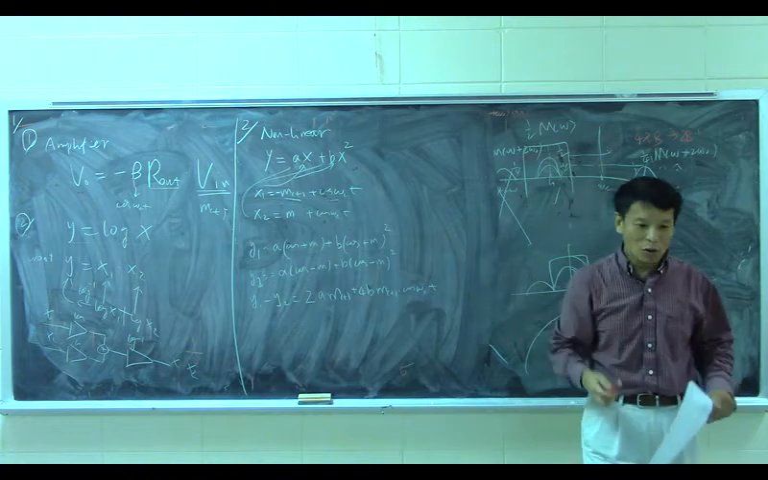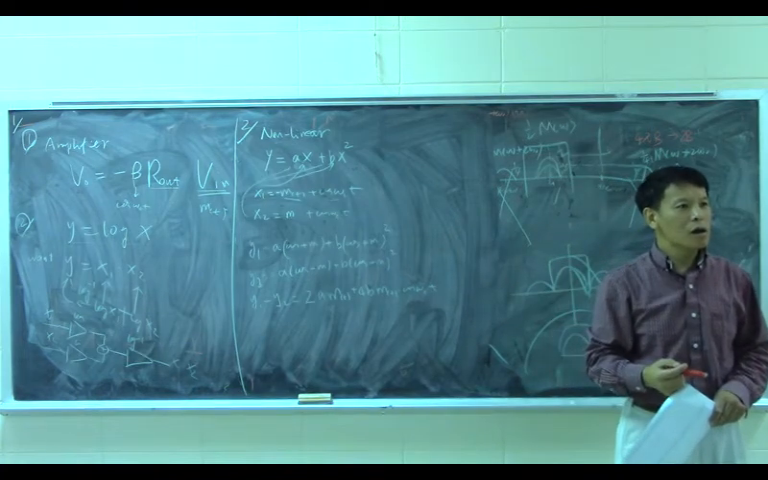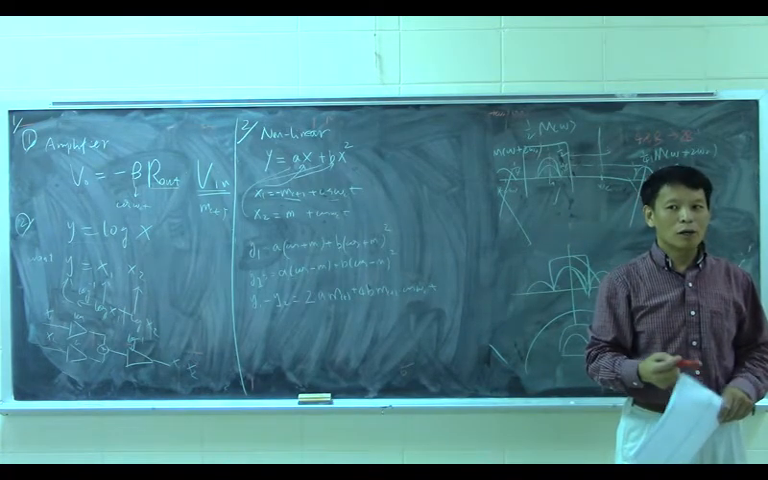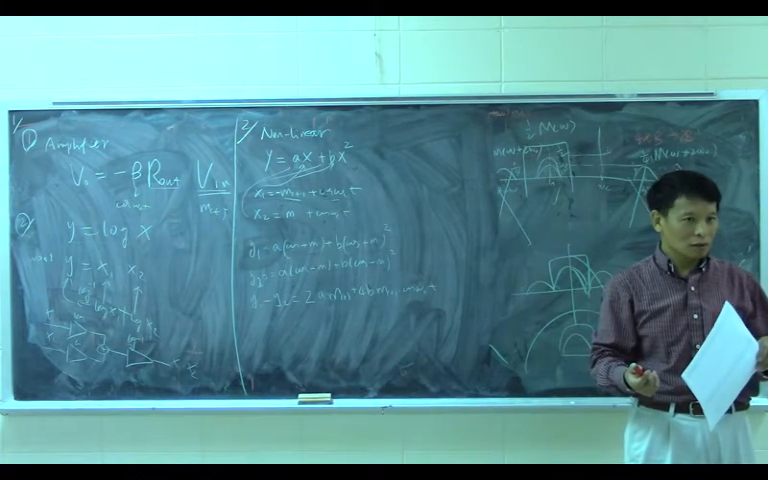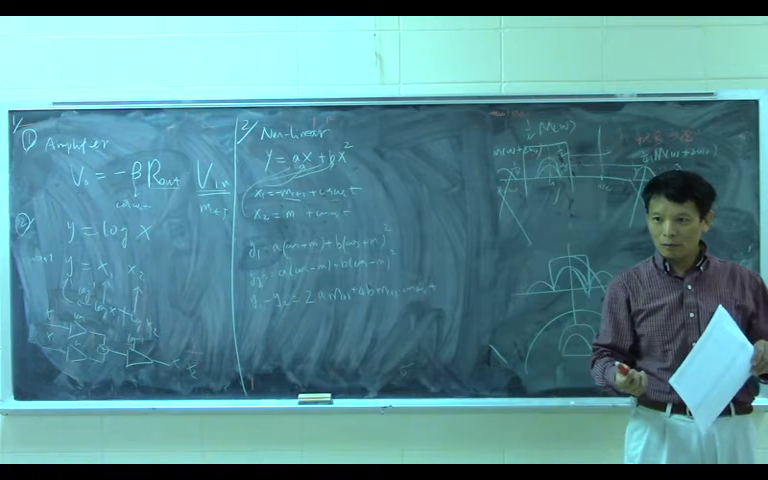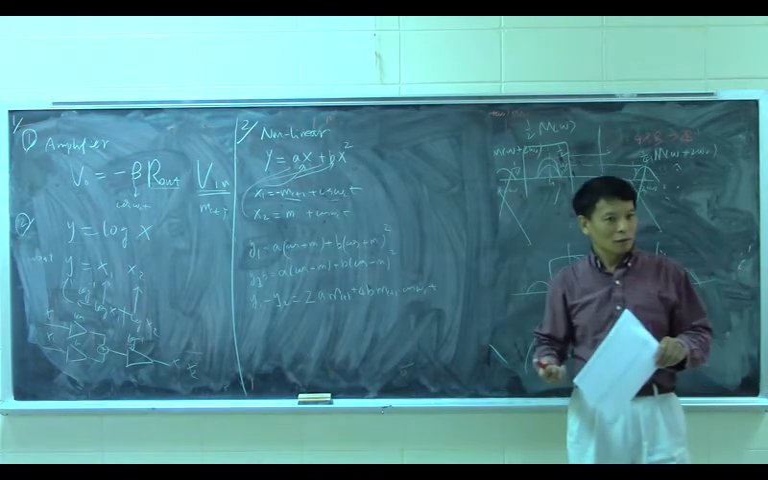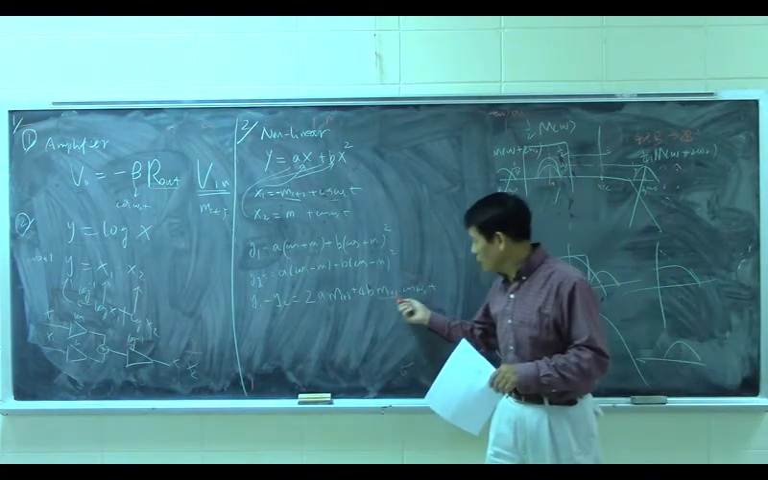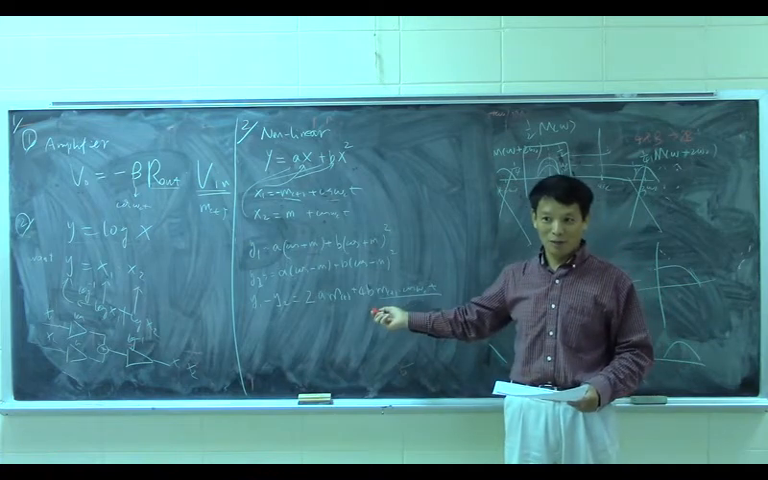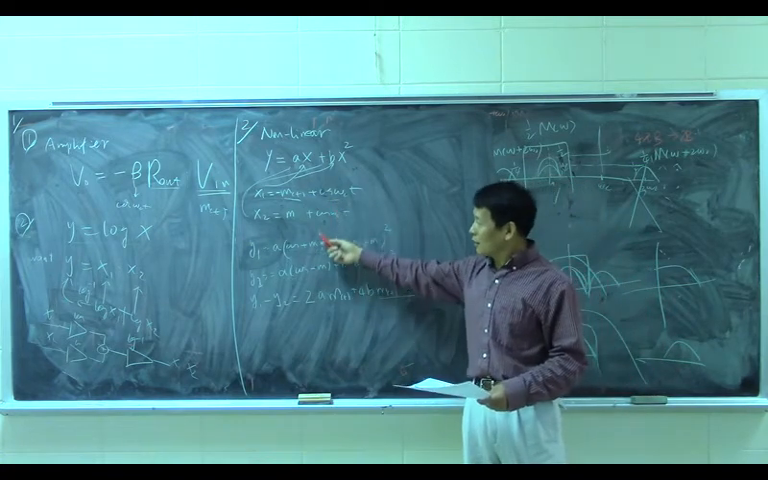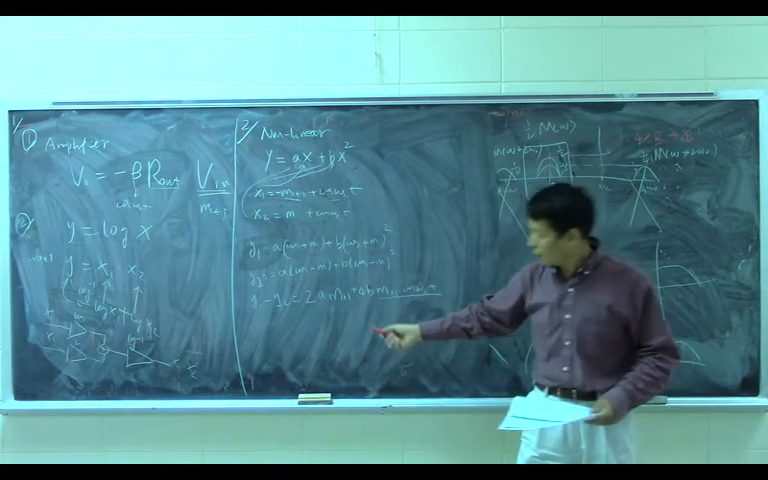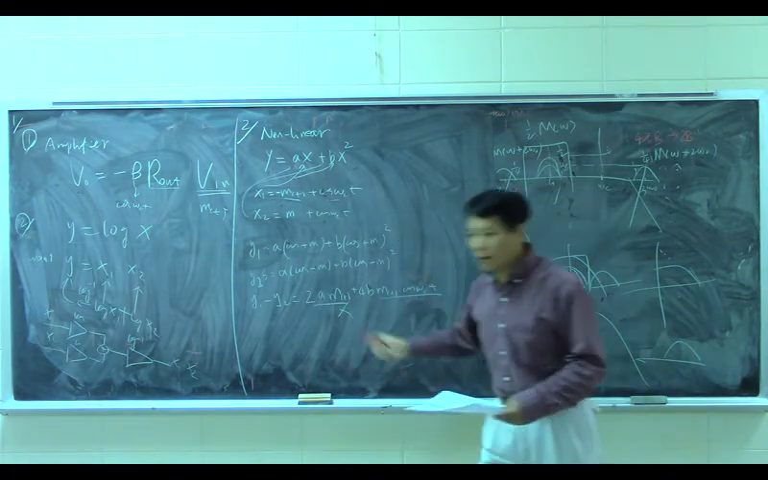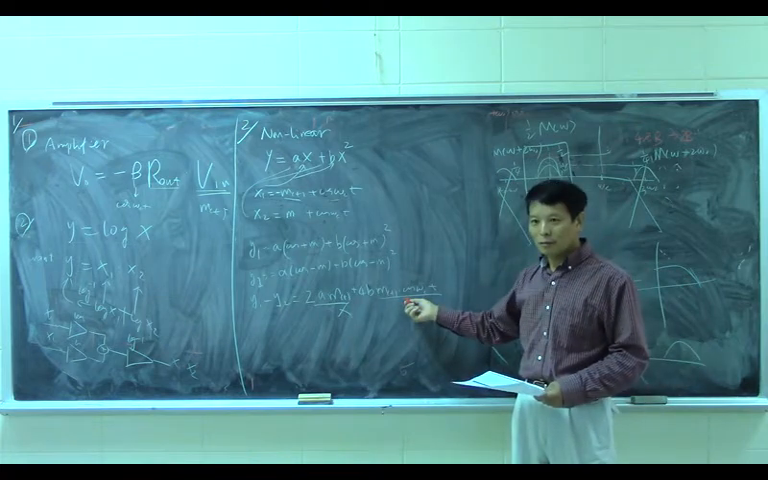Okay, now let's recall what we want. We want the multiplication M times cosine. Do we have that? Yes. Where? This one, right? See, we have this part. After all these additions, nonlinear device, we have this term. But this one is not what we want. We don't want this one. This is what we want.